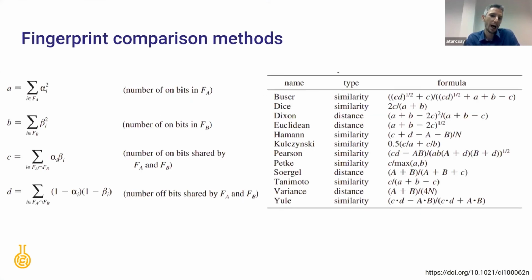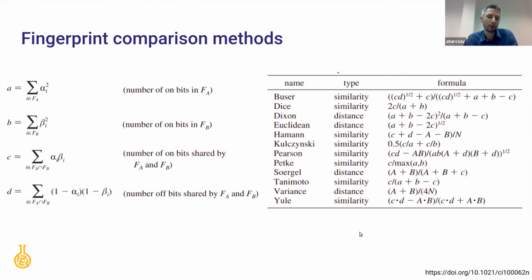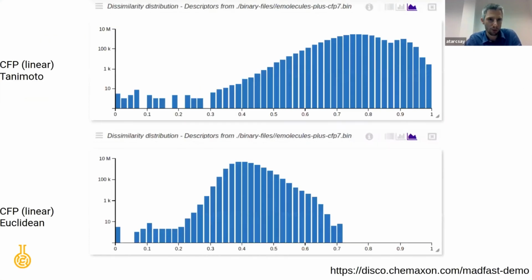There are various other ways you can compare two fingerprints. You can define Euclidean distance, or a distance that takes into consideration the shared bits plus the maximum of A or B. And this can be used differently, depending on the task you want to achieve. I'm just showing you some quick examples of what the effect of this is.